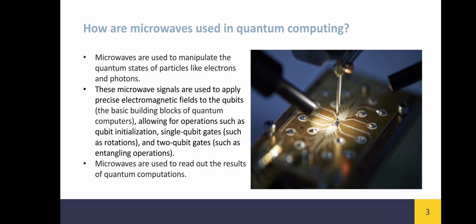So basically qubits are the basic building blocks of quantum computers, like 0 and 1 for binary. For quantum computers it is qubits, allowing for operations such as qubit initialization, single qubit gates such as rotations, and 2 qubit gates such as entangling operations. Microwaves are also used to read out the results of the computations that quantum computers calculate.